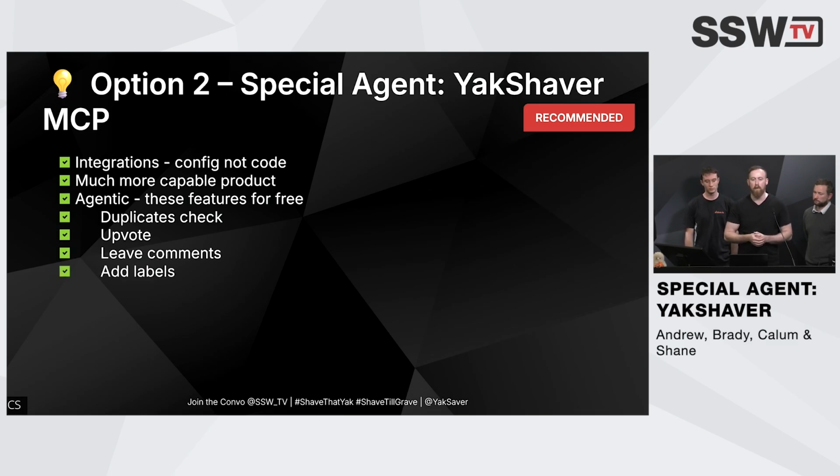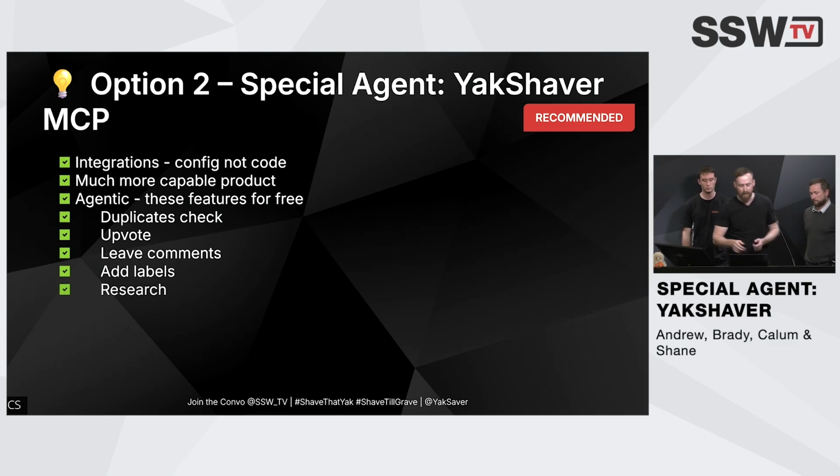Adding labels. So at the moment, YakShaver has 2 labels that it adds automatically to everything: YakShaver and needs refinement. Obviously, different people use GitHub labels in different ways, and it's impossible for us to write code to support every different way of using labels. So just prompt it. Again, you could write your own prompt to say, in this case, use that label. In that case, use this label. Whatever you want to do.